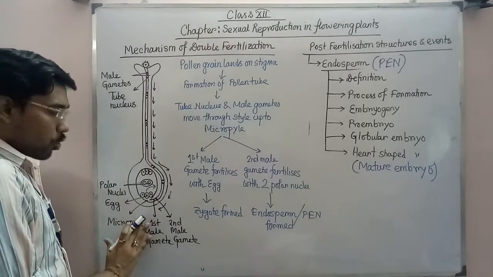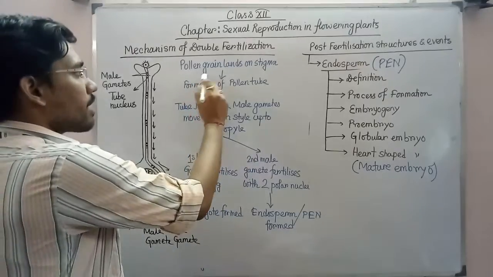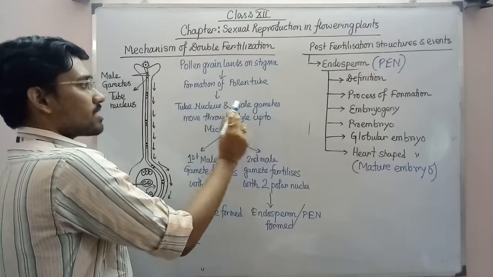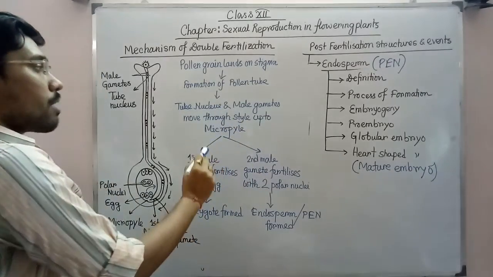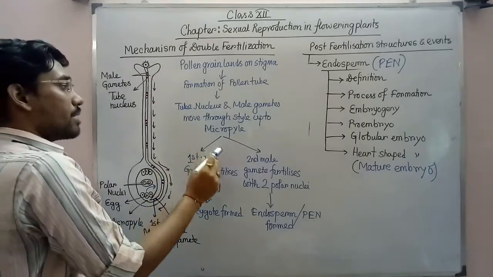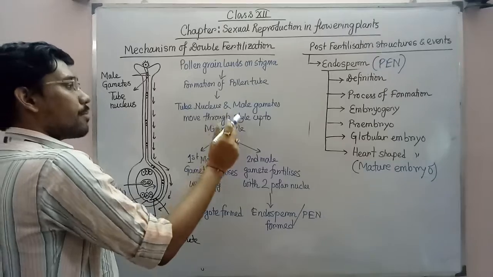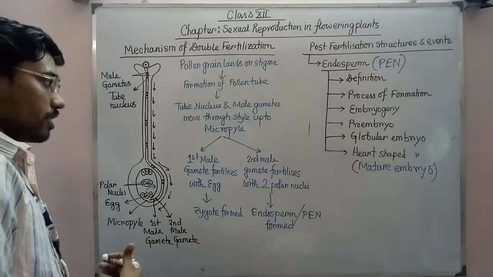I have shown you this from the figure. You can see the same thing here, what I have written. The pollen grain lands on the stigma, the pollen tube forms, then the tube nucleus and male gametes move through the style up to the micropyle. Always keep in mind that when they are moving through the style, the tube nucleus gradually reduces its size and the male gametes gradually increase their size by getting nourishment from the tube nucleus.